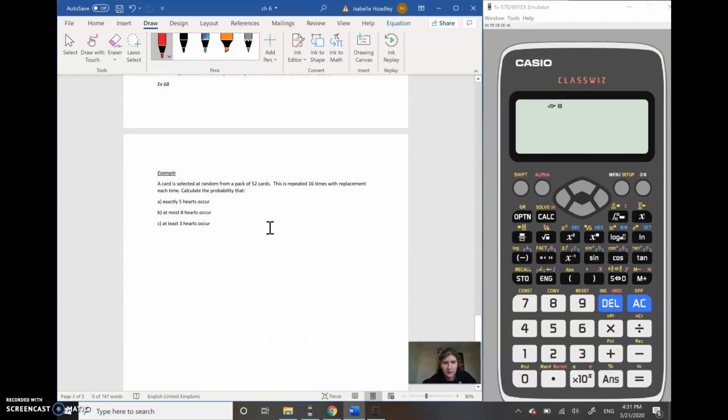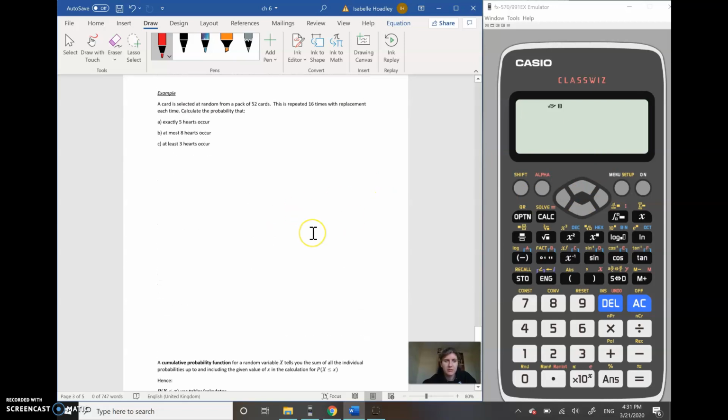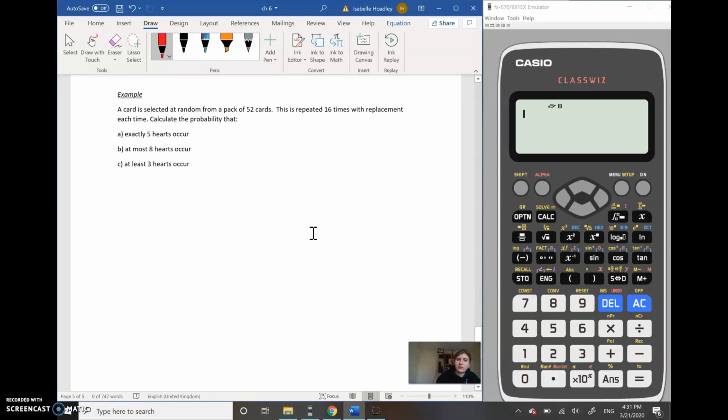If we scroll down, our example is we're selecting a card at random from a pack of 52 cards. That just tells you it's a standard deck of cards, which is actually irrelevant to the question. It's being repeated 16 times. This is important because it means your N value, your number of trials, is 16, and it's with replacement. That's important too, because it's not a binomial distribution unless the probabilities remain the same. We want to calculate the probability that exactly 5 hearts occur, so your R value is equal to 5.